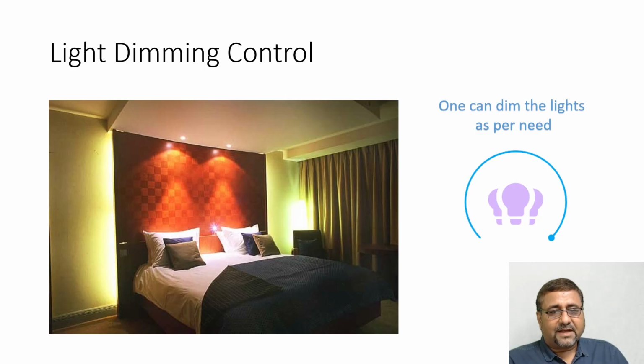We can have all the lights on at 30%. So it creates a uniform ambience in the room, and it's also soothing to our eyes. So dimming is a very important aspect of lighting control, which can be easily achieved with automation.